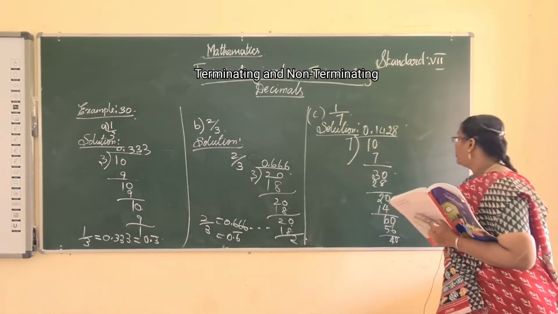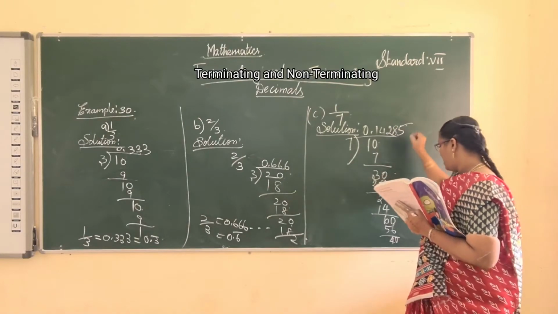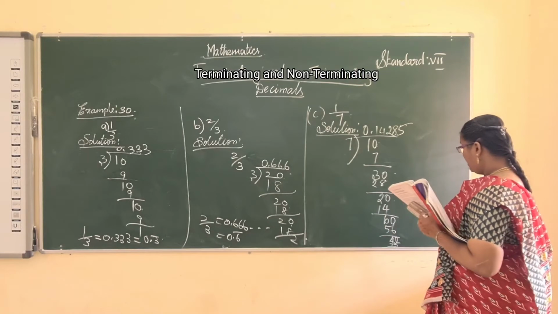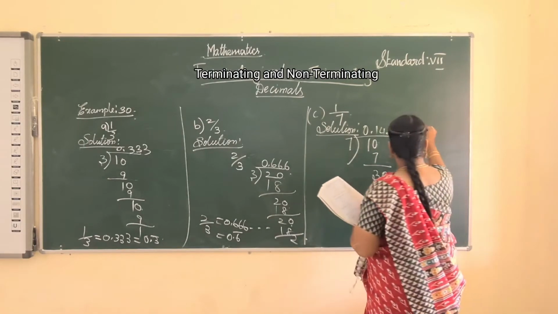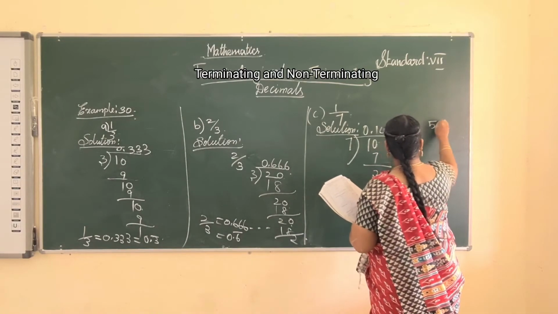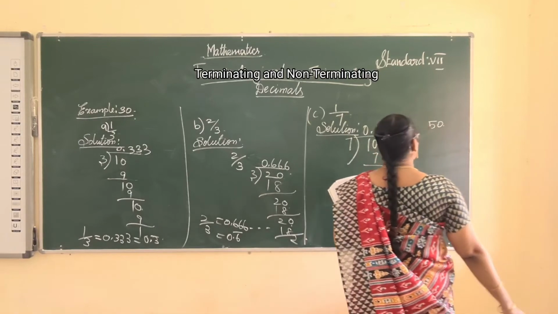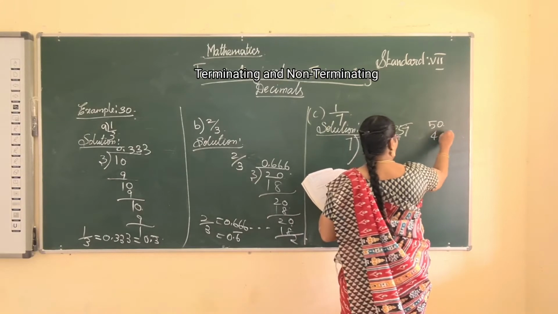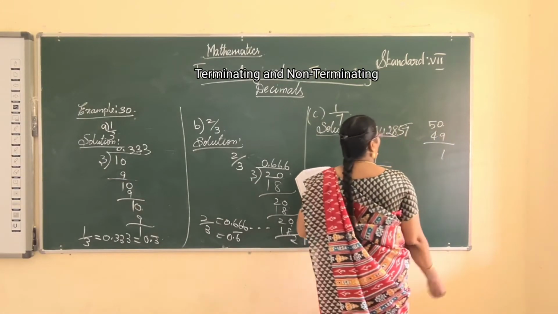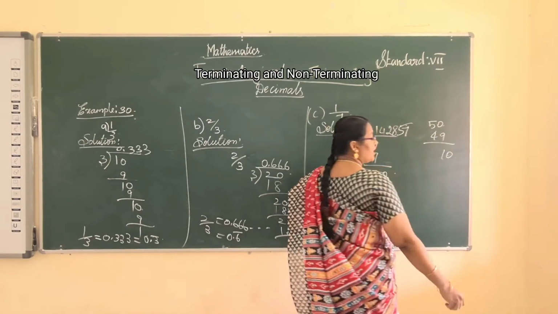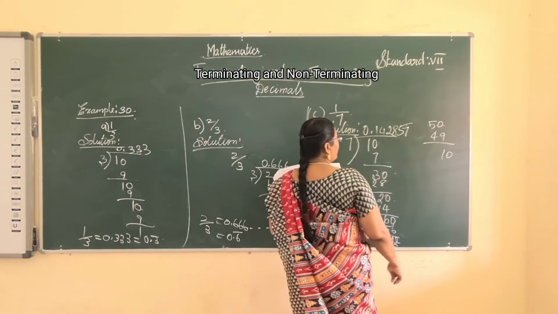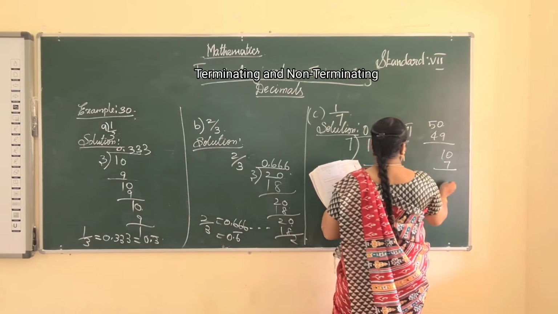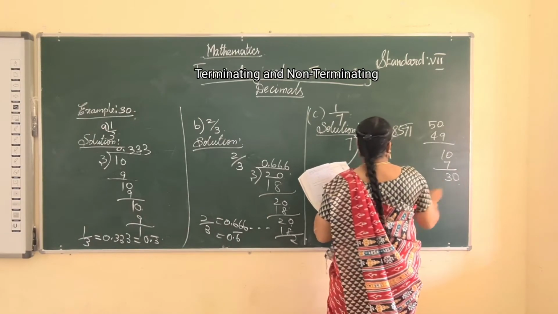Add 0. How many times is possible? 5 times 7 is 35, so remaining 5. Add 0. How many times is possible? 7 7s are 49. Remaining 1. Add 0. How many times is possible? 1 time. 1 7 is 7. Remaining 3. So add 0.